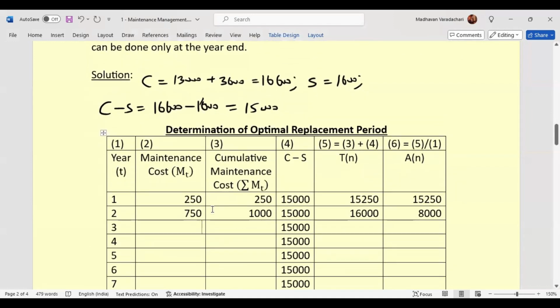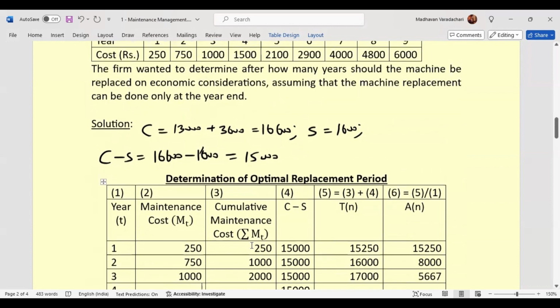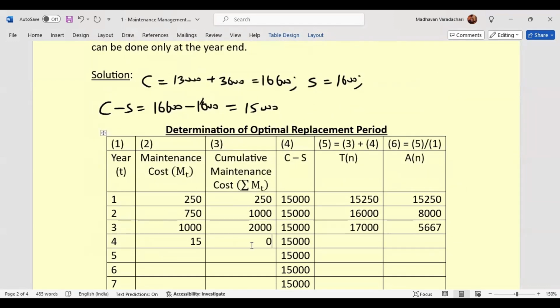Third year's maintenance cost is provided as 1,000. So cumulative becomes 2,000, and the total becomes 17,000. For 3 years, 17,000 divided by 3 we get 5,666.66, so I'm rounding it off to 5,667. Fourth year's maintenance cost is provided as 1,500. So cumulative will become 3,500, and then the total cost will become 18,500. Average cost is 18,500 divided by 4, we get 4,625.